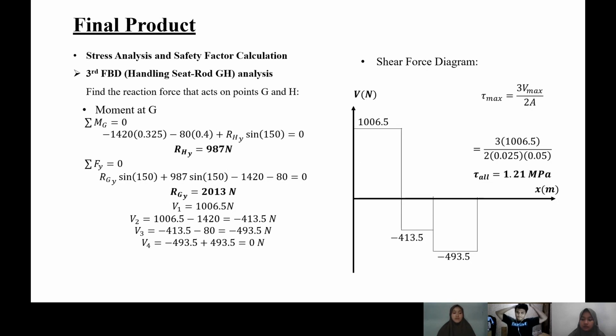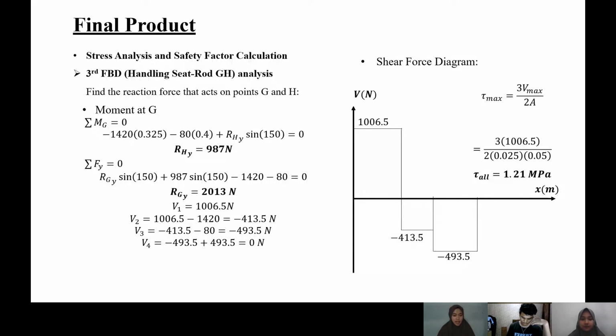Then we can determine the other reaction force that acts on the handling backbone and head, by using the sigma force equals to 0. Compute all of the known values, and then we can obtain RGY equals to 2013 Newton. After that, we can draw the shear force diagram and the bending moment diagram.